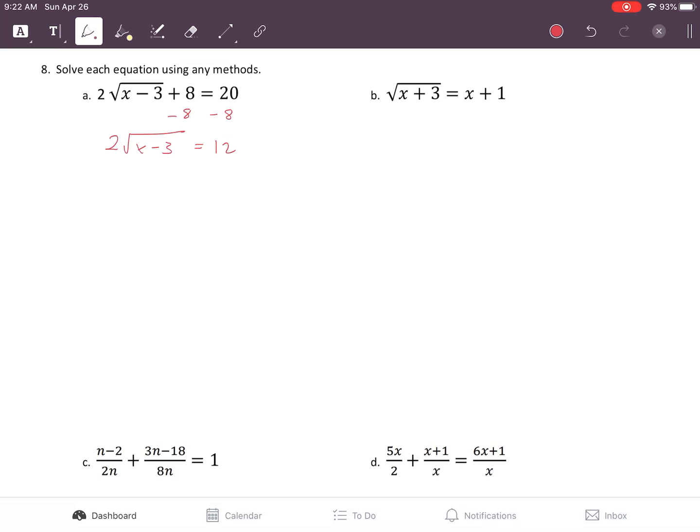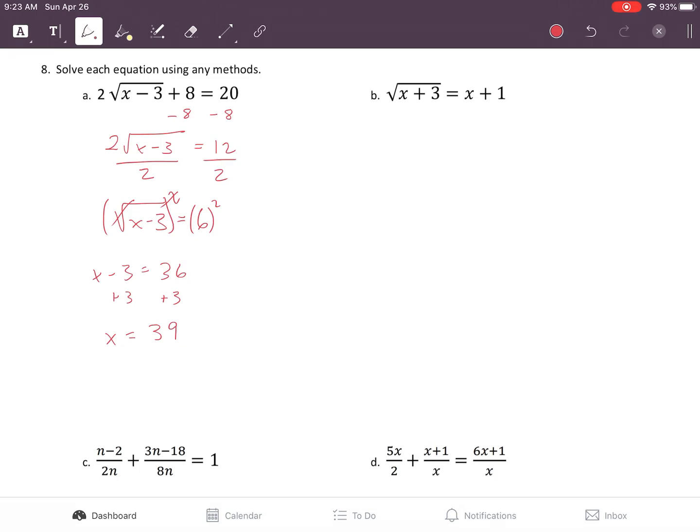Now, it looks like the square root sign is by itself, but it's not. It's got this 2 on the front of it. So we're going to divide both sides by 2 because that 2 is being multiplied by the square root sign. So we have the square root of x minus 3 is equal to 6. Now the square root sign is by itself, so we're going to square it. When we do that, the square root and the square root will go away. We'll be left with x minus 3, and 6 squared is going to be 36. We add 3 to both sides, and x will equal 39.